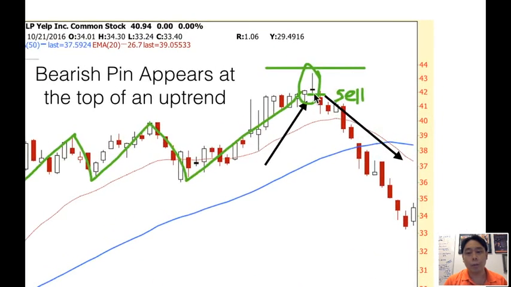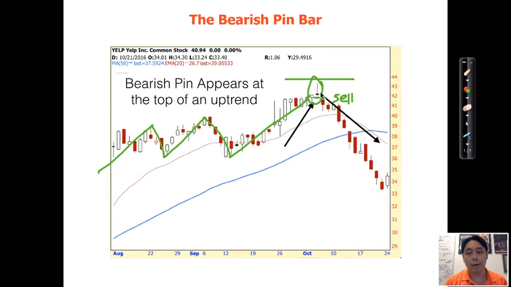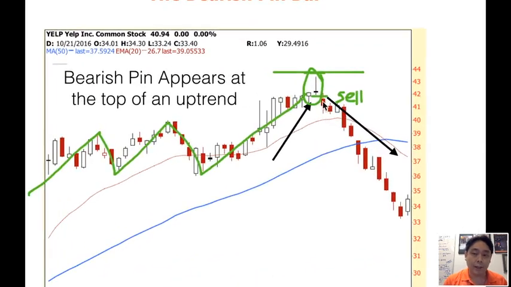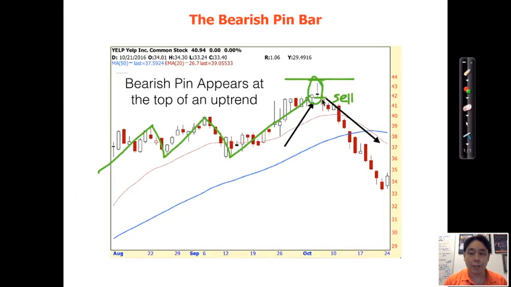So the sell order could be placed a few cents below that bearish pin bar, right? With a stop loss just above that bearish pin bar. And sure enough, the next day, the price goes down as we anticipate, triggers your sell order, and more or less collapses, right? Great.